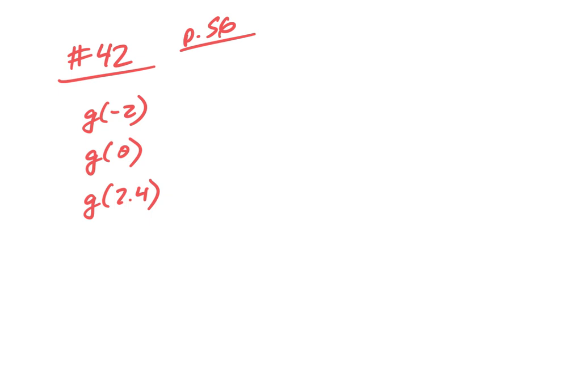Okay, so we're looking at number 42 on page 56. And there's a graph given to us, and there's some points on that graph. But they're asking us to evaluate this function at a certain point, at a certain value. The issue here is they don't give us the equation. We did one like this a little bit ago, but they gave us the equation. So we took -2, for instance. We plugged it in for x, and we evaluated it, right? But we can't do that here.